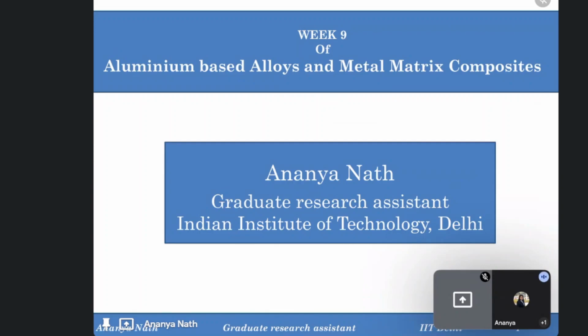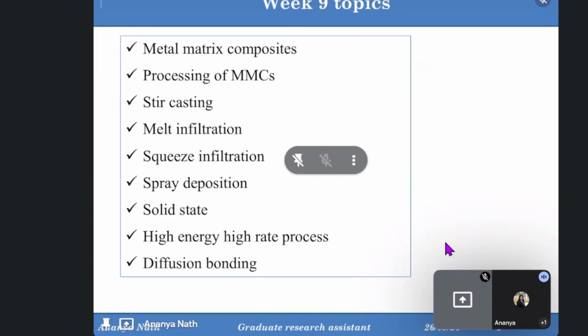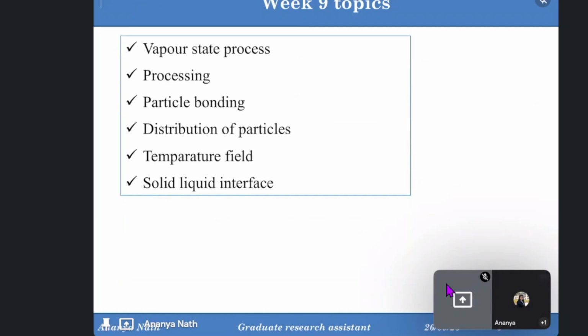This week's lectures consist of the main topic of metal matrix composites. These are the topics which were covered in this week's lectures: the metal matrix composites, different types of processing of metal matrix composite, what is metal matrix composite, how it can be manufactured, what are the different process parameters for each type of processing, and then a little introduction to the particle distribution and particle bonding in case of the metal matrix composite. First of all, I'd like to know if you have any doubt, and if you don't, then I'll go with my PPT.